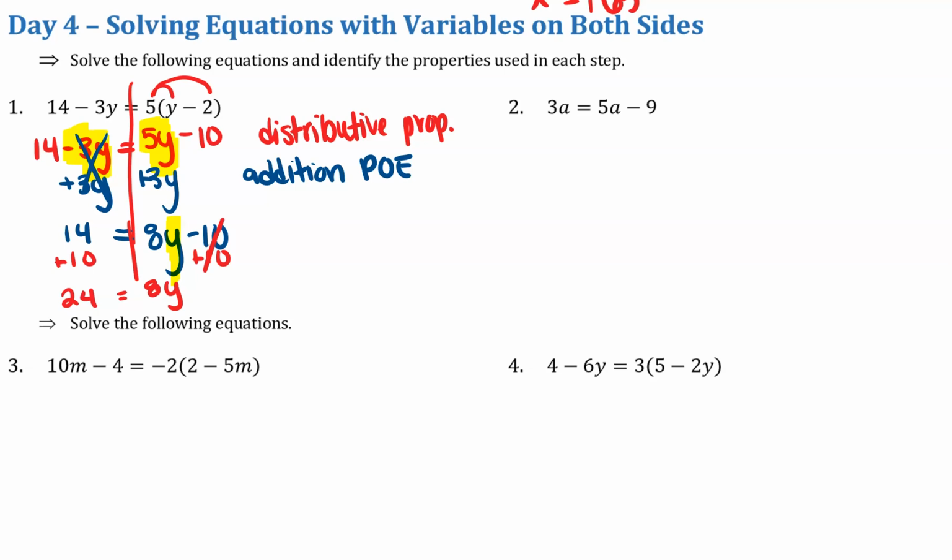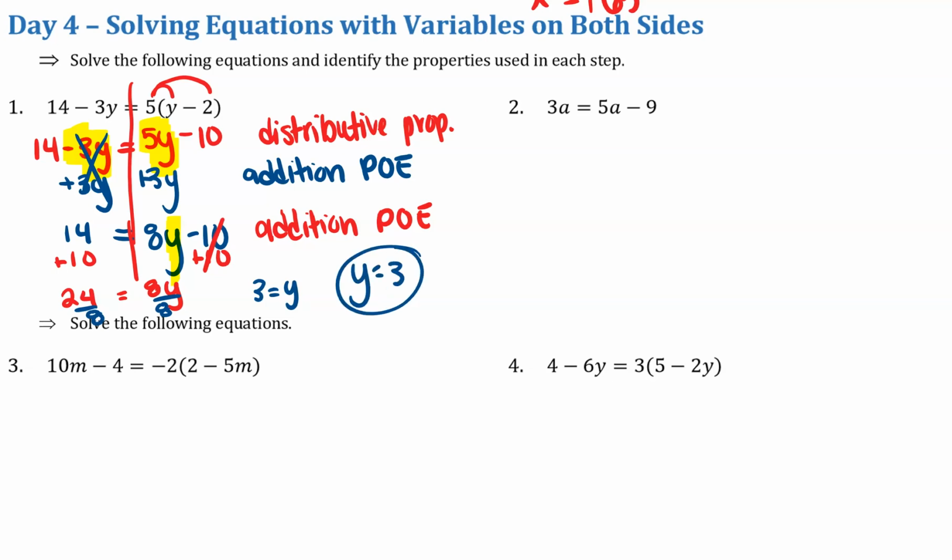Since we added to both sides, that's the addition property of equality again. All right, and then the final step, we need to get y by itself, so we need to get rid of the 8. Right now this is 8 times y. The opposite of multiplying by 8 is to divide by 8. 24 divided by 8 is 3. I usually flip this around, so it'll be y equals 3. So that's our final answer.